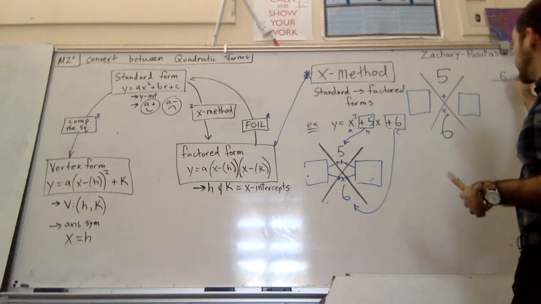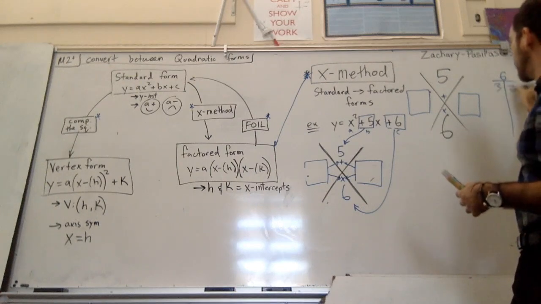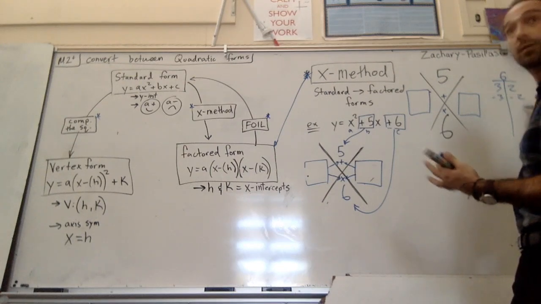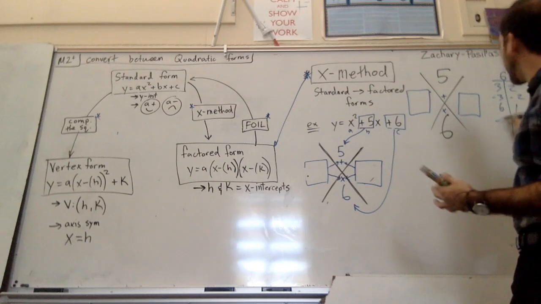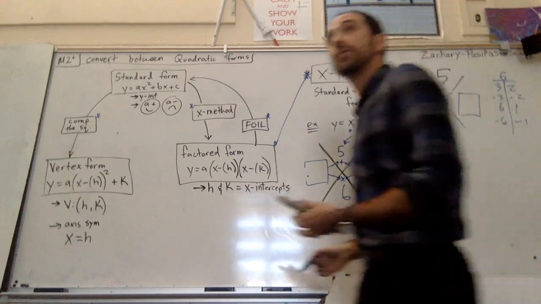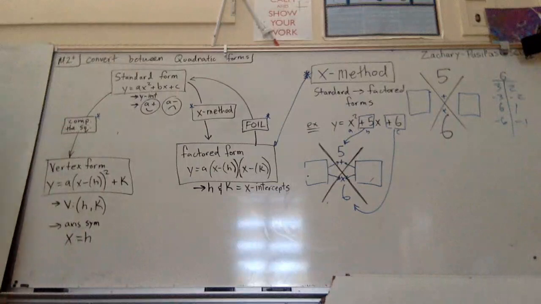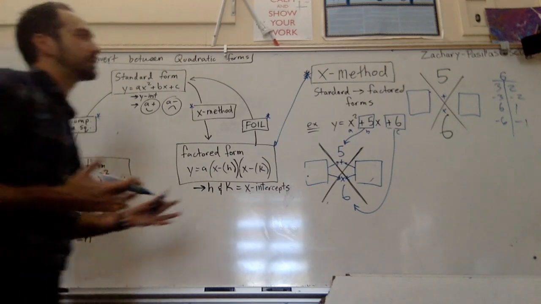6 is what? What multiplies to give us 6? 3 and 2, negative 3, negative 2. 6 and 1, negative 6, negative 1. Those are all the options. So I want you to have that on the side right here on your notes. Go make that table. And then circle, those are the multiples of 6.